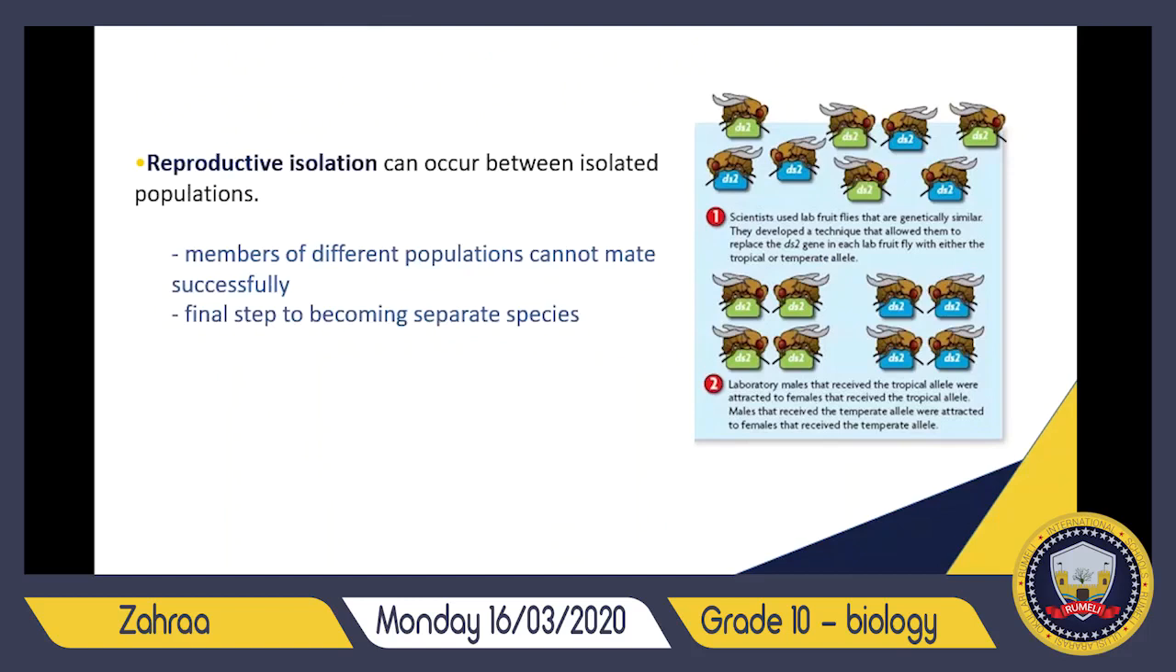So now, reproductive isolation. What do we mean by reproductive isolation, and how will reproductive isolation happen? Reproductive isolation occurs when members of different populations can no longer mate successfully. Sometimes members of the two populations are not physically able to mate with each other. In other cases, they cannot produce offspring that survive and reproduce. So reproductive isolation between populations is the final step of becoming separate and isolated.